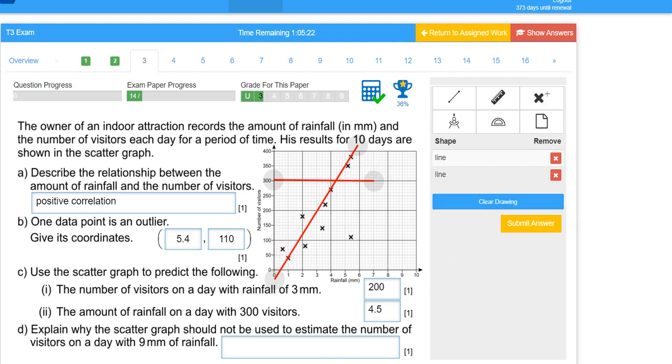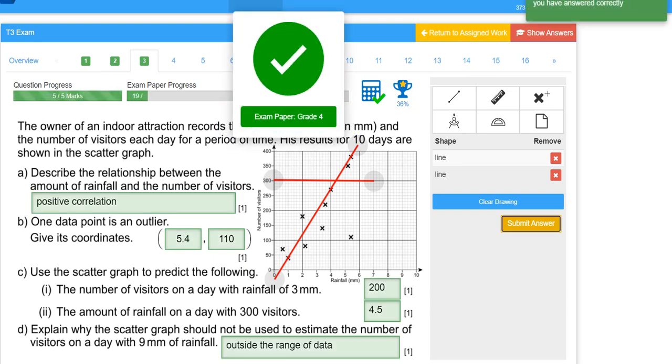I'm going to write that and we'll see if MathsWatch is happy with that. It's outside the range of data and therefore it's going to be unreliable. We might want to use the word extrapolation. Let's see how we do with this question here. And submit answers.